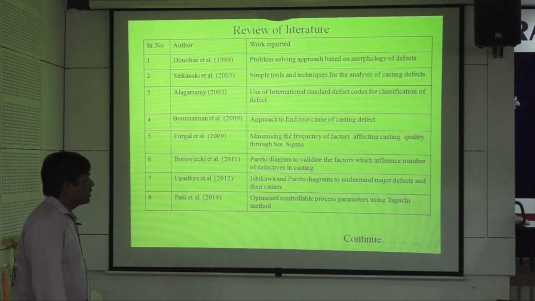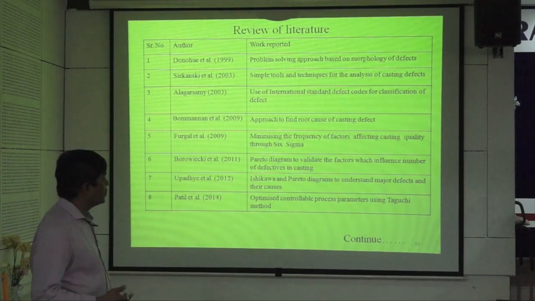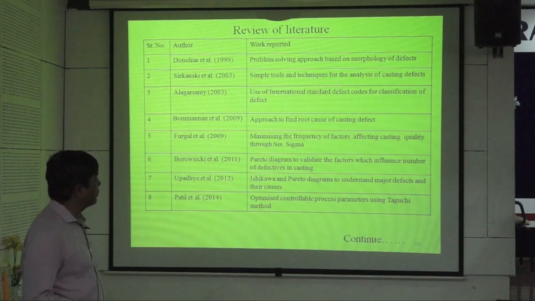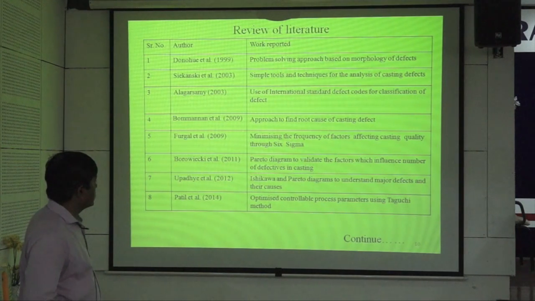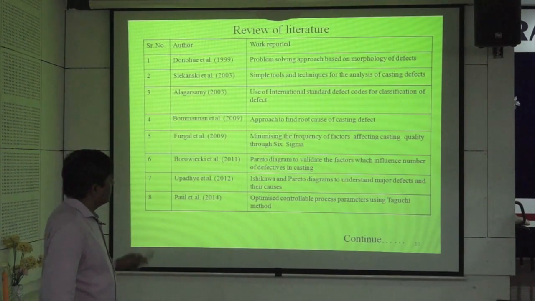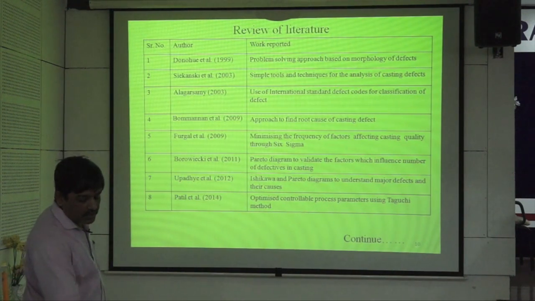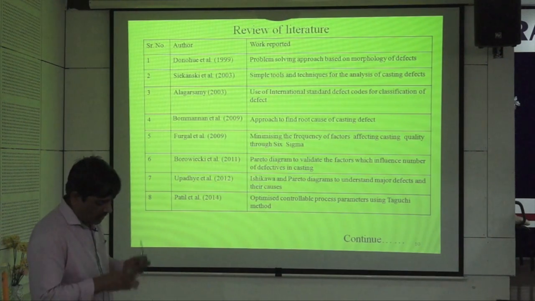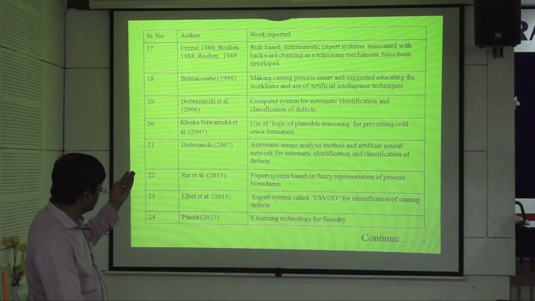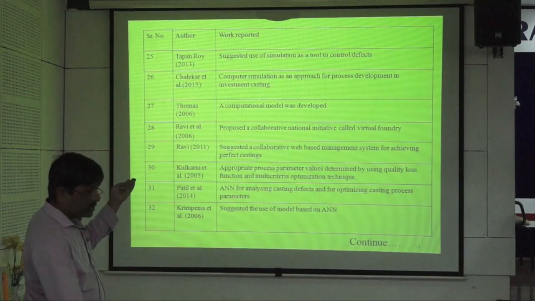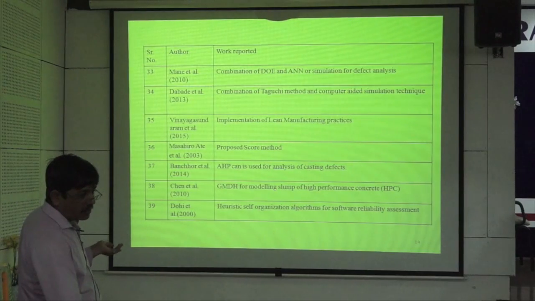In order to analyze the casting defects, first I went through the literature which is available, to see how people are actually analyzing this problem and how they are overcoming this sort of problem. While going through the literature, I observed that people are adopting different techniques, and most of them either use SQC techniques or expert systems as well as simulation. This is also quite popular. Then some of the researchers are also using hybrid methodologies.